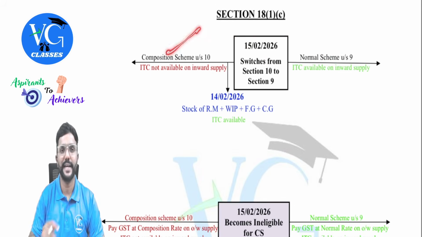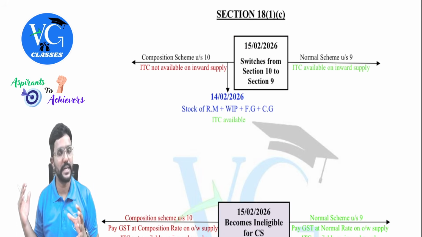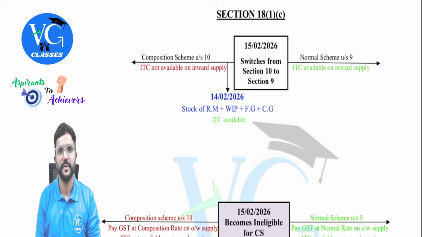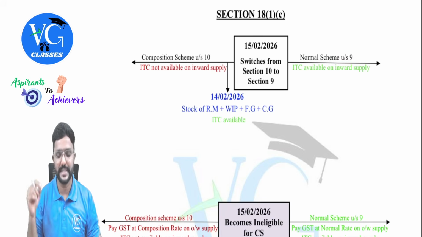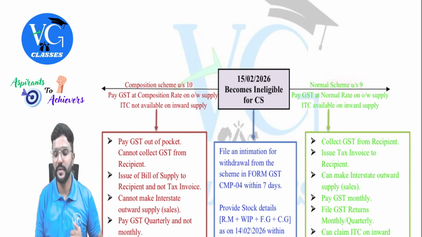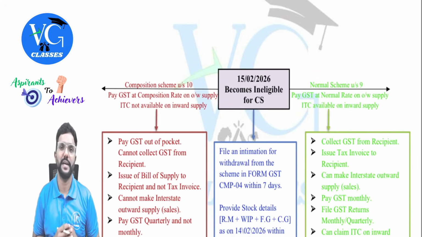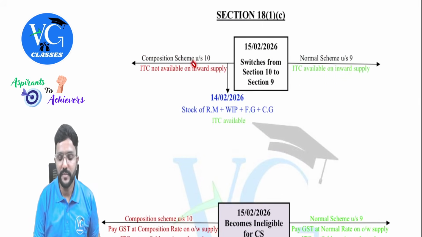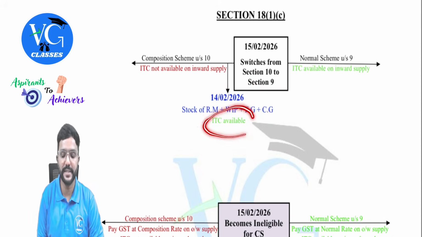When he is under section 10, on his outward supply, he will pay tax under a composition rate, whereas on inward supply, no credit, guys. No credit. But as soon as he switches to section 9, on his outward supply, he has to pay tax at normal rate, and on inward supply, can he claim credit? Yes, he can claim the credit. But now, when he's moving from section 10 to 9, whatever stock he is having on the preceding day, that is on the 14th February 2026, stock of what? Raw material, WIP, finished goods, as well as capital goods, credit is available.